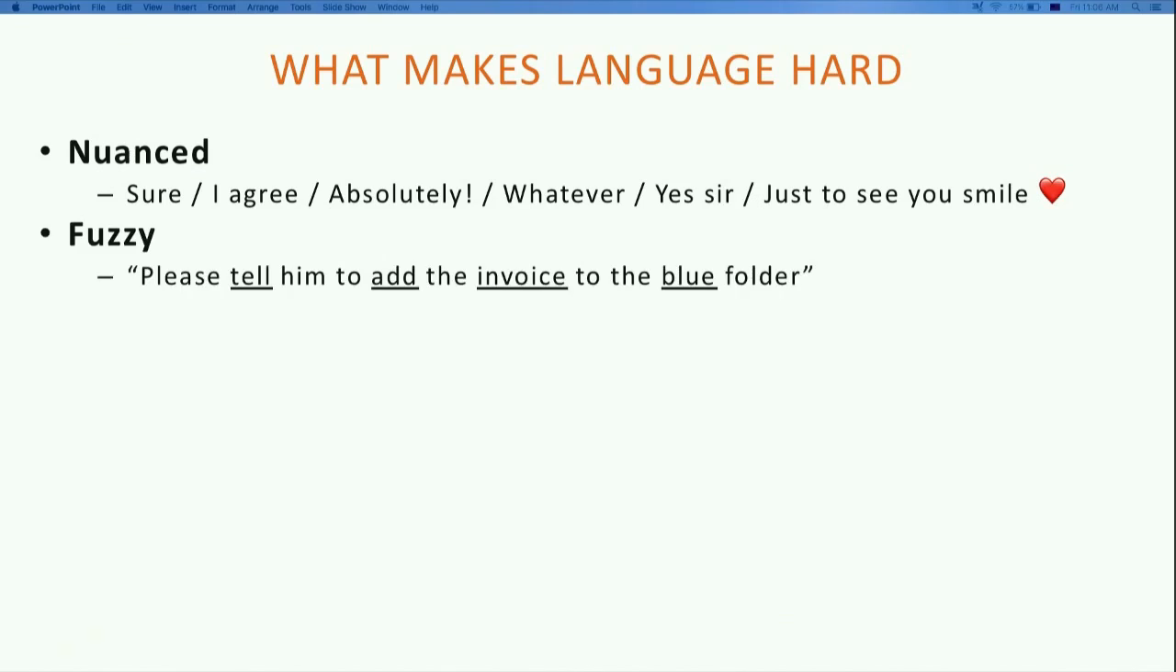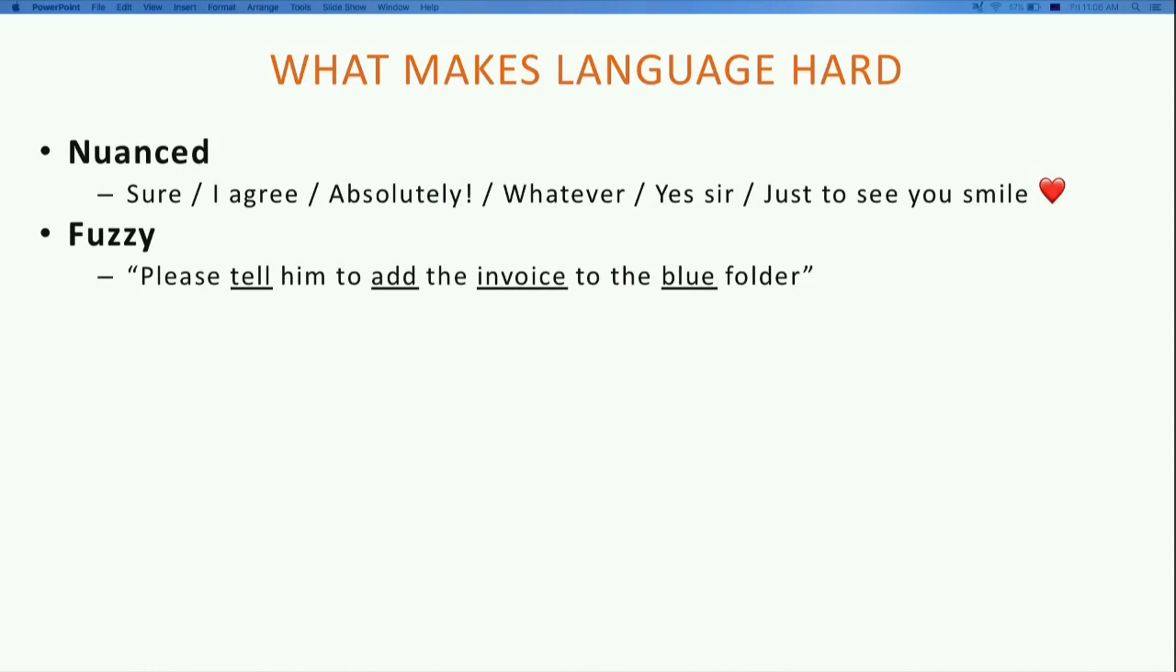Human language is also very fuzzy. It's not just that the concepts of love and hate are fuzzy. The concepts of verbs are fuzzy. So when I tell you to do something, what does it mean? It means that I talk to you, that I send you an email, right, that I write. How many times do you expect to follow up?